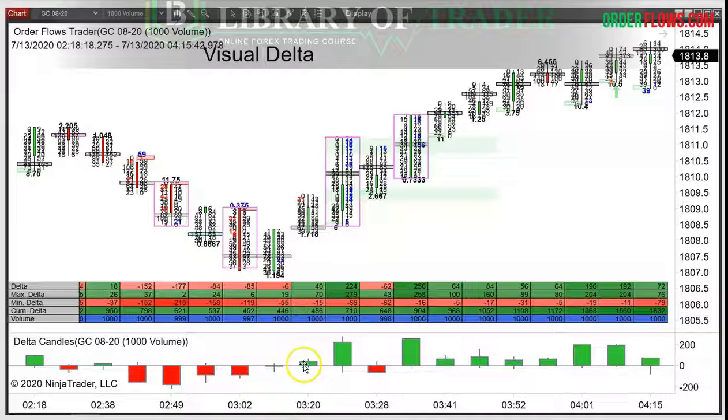You can almost draw a trend line here like this on the min deltas, right? And if you're looking at the opposite, the max deltas, as you're going into the highs, it'll give you the same clues.